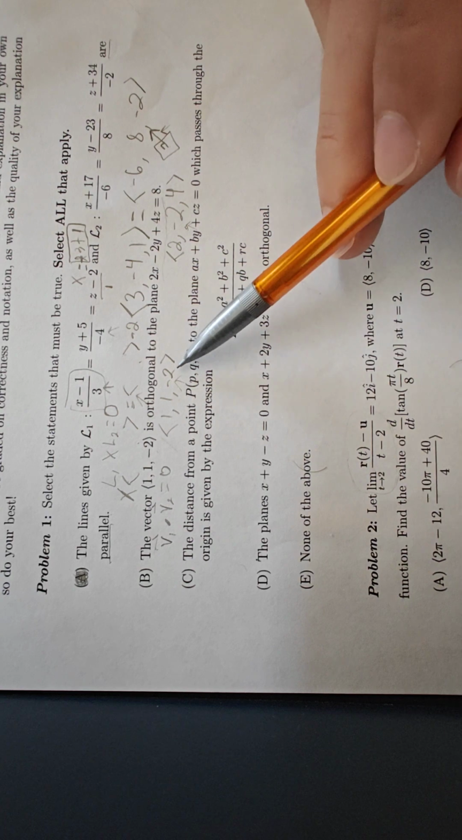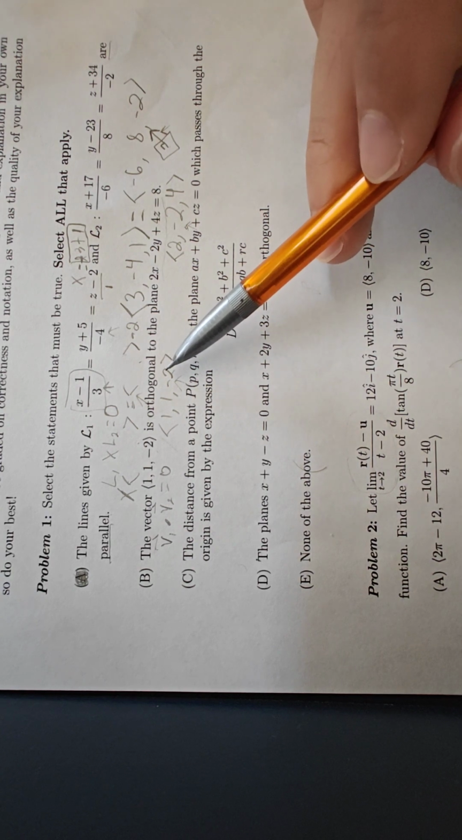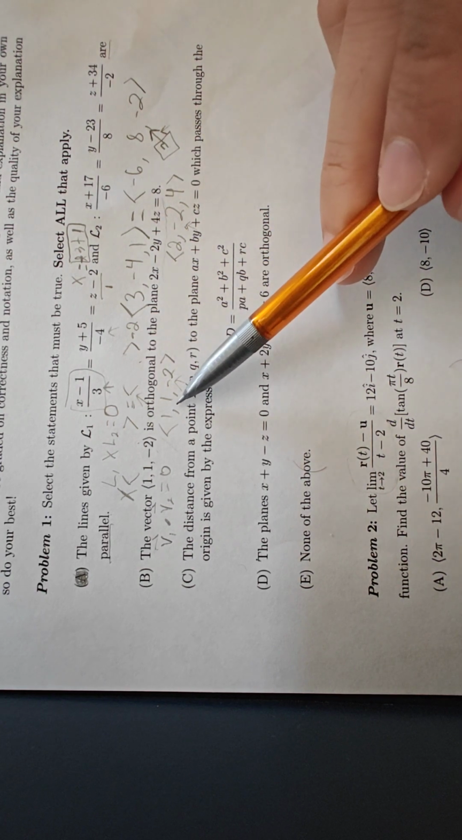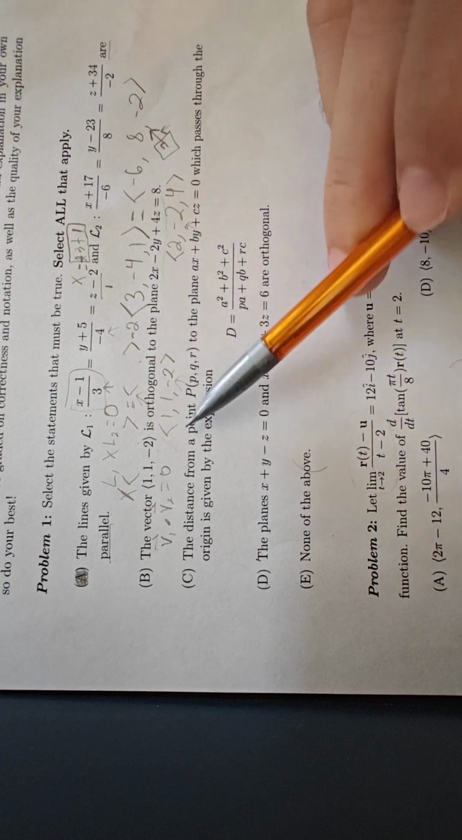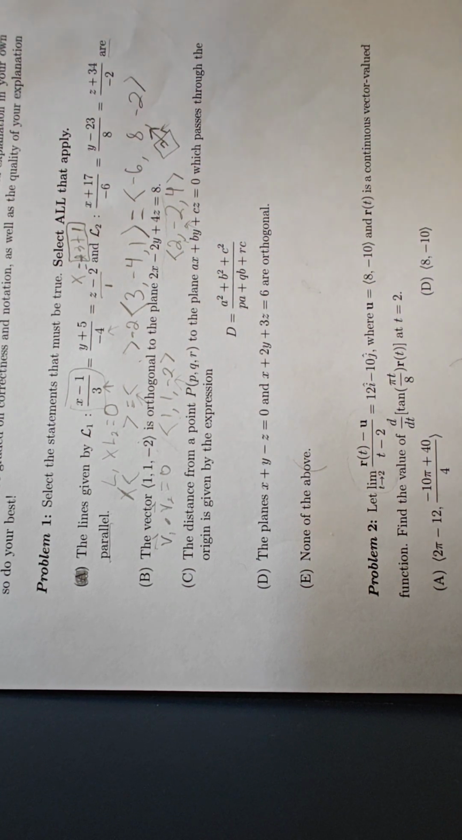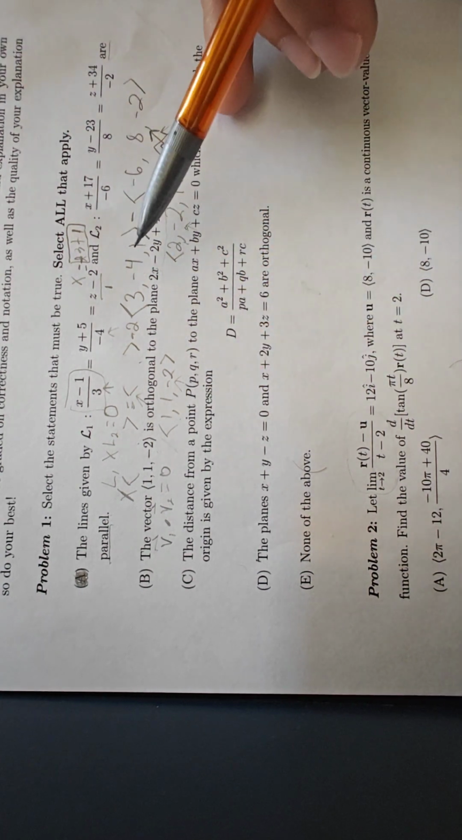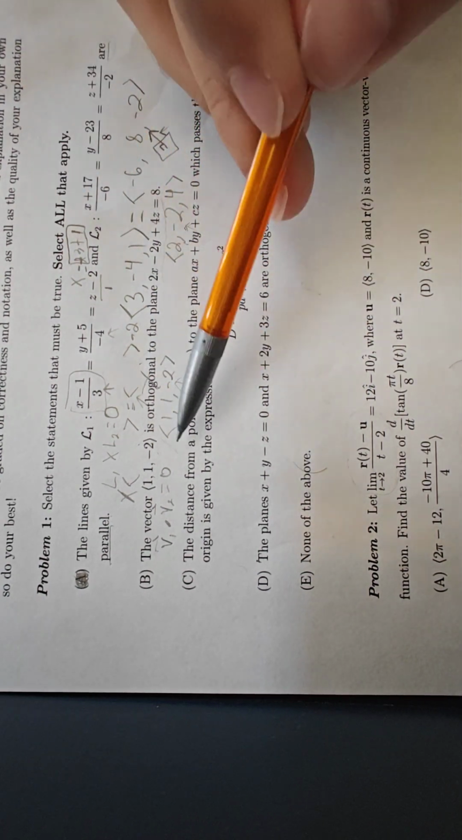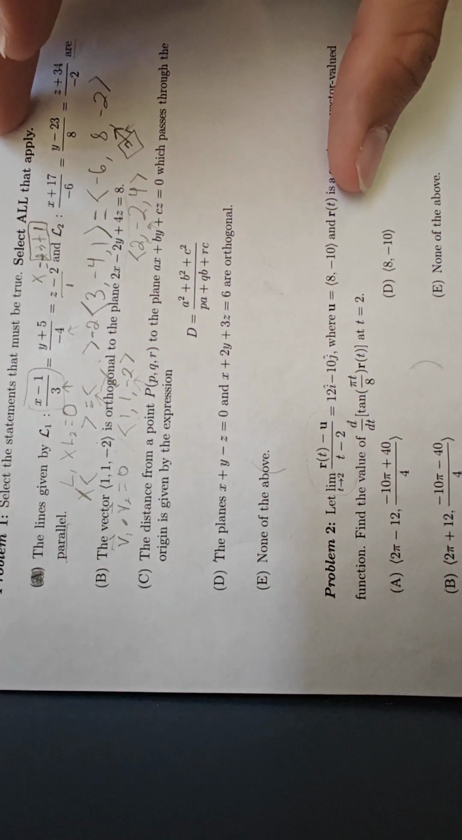If we multiply by negative 2, this one would be 4 and 4, that checks out. Over here, negative 2, that checks out. Over here, this would be negative 2, that's 2, so that wouldn't check out. So the vector and the plane are not orthogonal, making that one non-true.